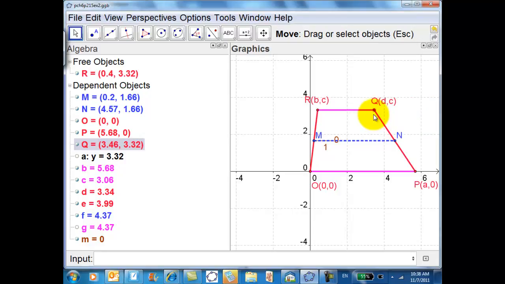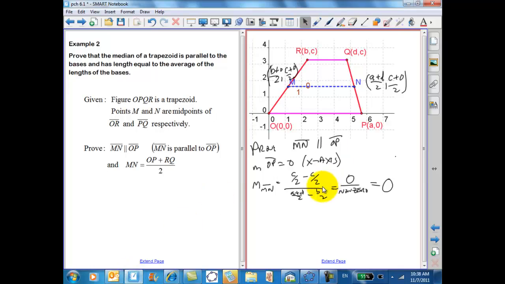Now let's look at the proof. Right here. Again, we come up with the midpoints. First of all, does everybody see why I use B, comma C and D, comma C? What do they have in common? C. Y equals C. So that's a horizontal line. It'll be parallel to Y equals 0, the x-axis. So we've got our condition of having a trapezoid.